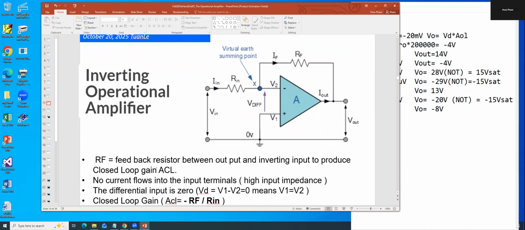Now, next one, you get the inverting operational amplifier. They connect this way. The output connects back to the input. That will be called RF, feedback resistor. And they connect to R in, and they connect to the input. The other positive input connects to the ground.